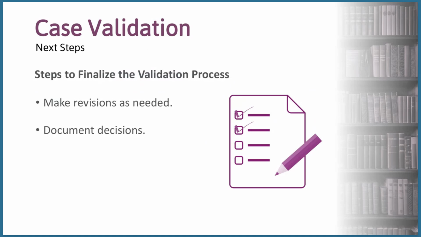Next, we document our decisions. It's important to keep track of what we changed or didn't and why. Let's say an interest holder disagrees with the finding, but our data supports it. We might keep it, but also include their perspective in a footnote. That way, we're transparent about differing views.